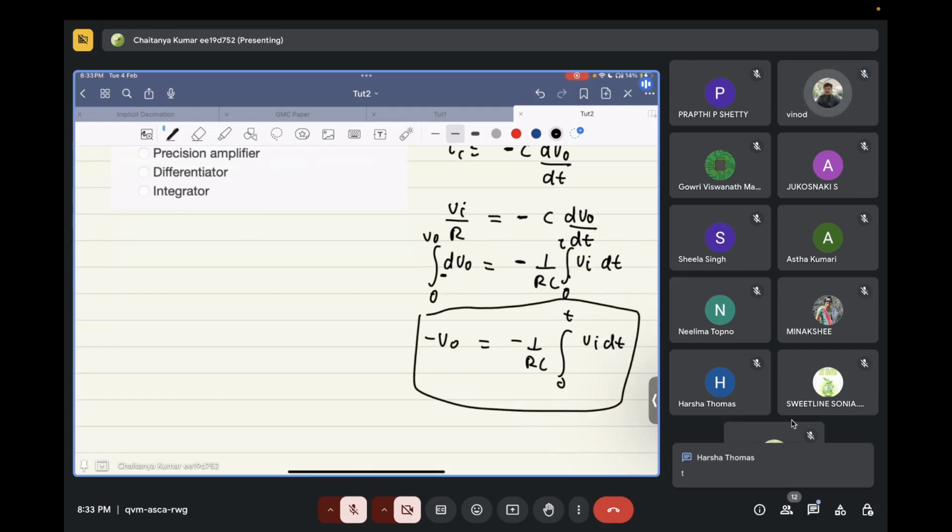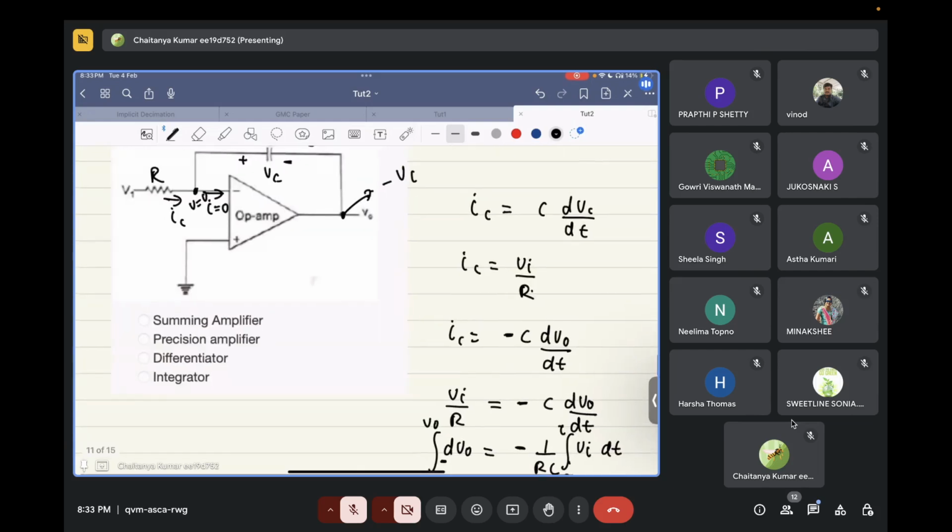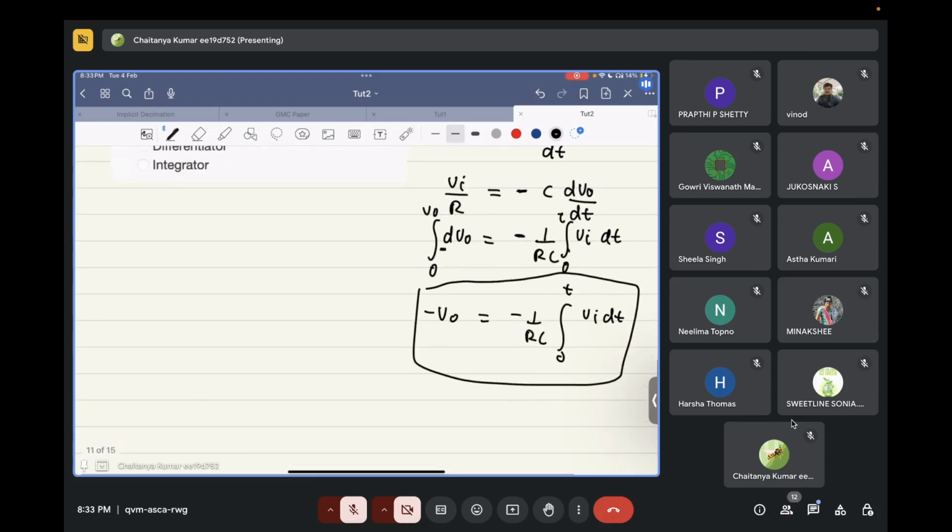Vi can be a function, so you cannot just write t, right? If Vi was, let's say, a constant, in that case, this integral will be equal to t. But Vi can be a function of time, right? So if Vi is a function of time, then whatever this function is, the integral will be the integration of that particular function. Okay, so this is how it behaves as an integrator in time domain.